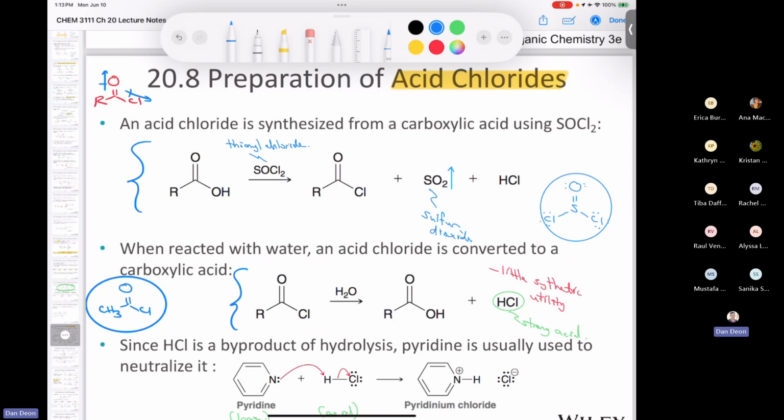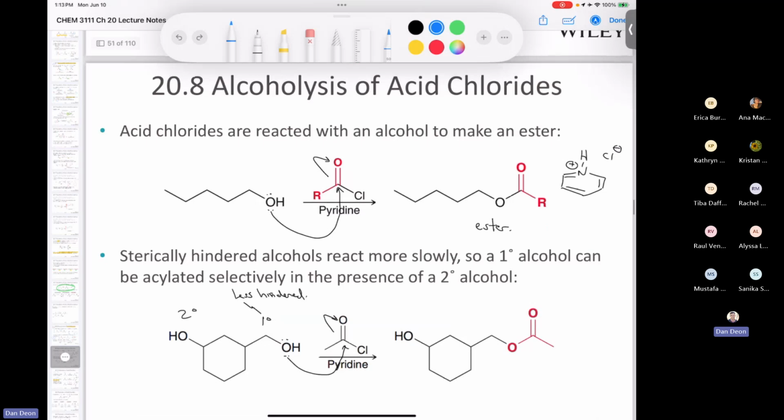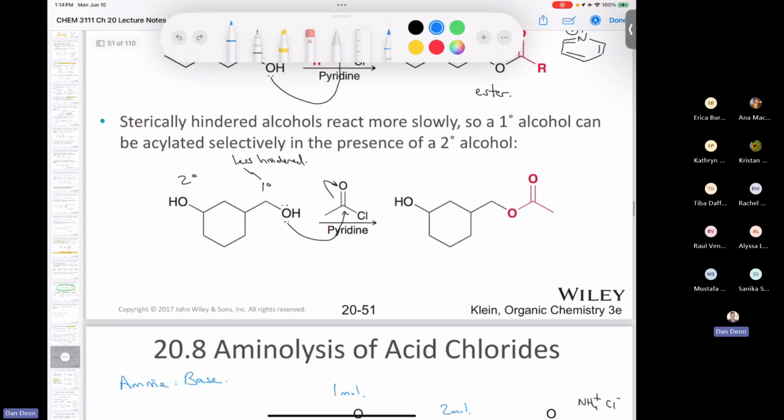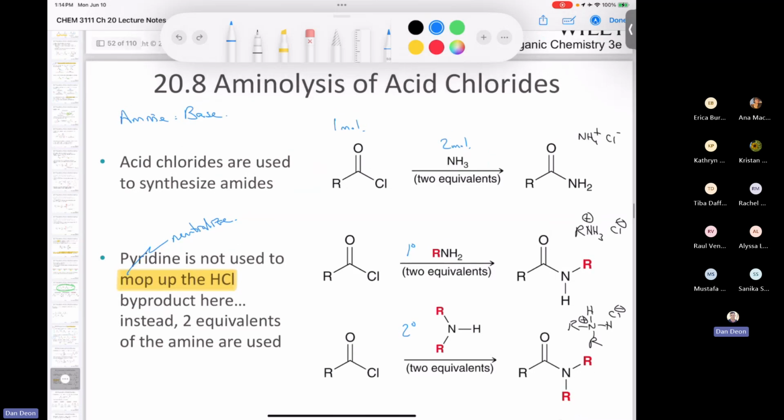But if you tried to do this with an alcohol instead of water, in that case, you would add pyridine because you'd need that to neutralize the HCl. And that's what you see in both of these reactions. We're taking an alcohol plus an acid chloride plus pyridine to give us an ester in both of these cases. Then we said, what happens if you react an acid chloride with an amine? Well, if it's ammonia, you end up with what's called a primary amide.